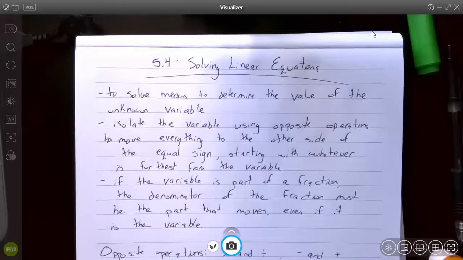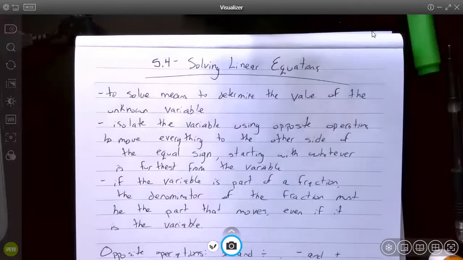And when we say to solve a linear equation, what we mean is to determine the value of an unknown variable. So essentially your x or y when you're given either the x or y. To do this, we have to isolate the variable using opposite operations. So when we say isolate a variable, we mean we move everything other than that variable to the other side of the equal sign. Get the variable by itself. When we're moving things to the other side of the equal sign, we always start with whatever is furthest from the variable and then get closer to it.